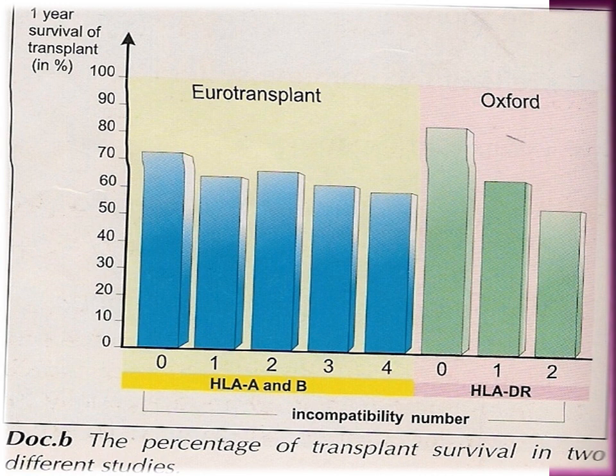Okay, so look at the graph. On the x-axis they represent the HLA-A and B for Eurotransplant in Europe and HLA-DR for the transplant in Oxford, after 1 year survival of transplant. The percentage is represented in the graph.